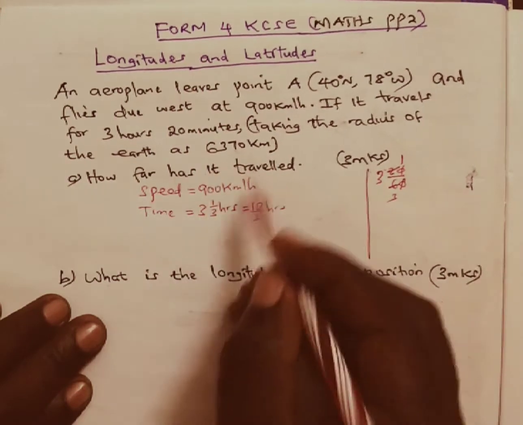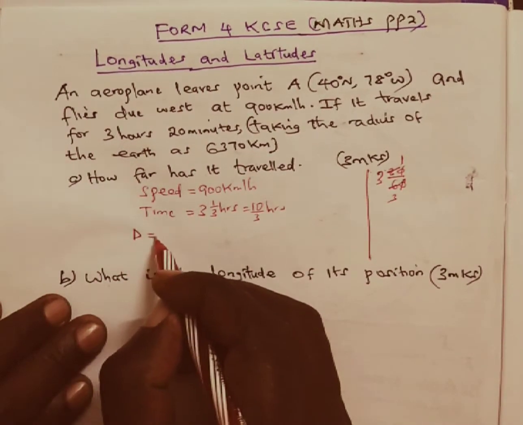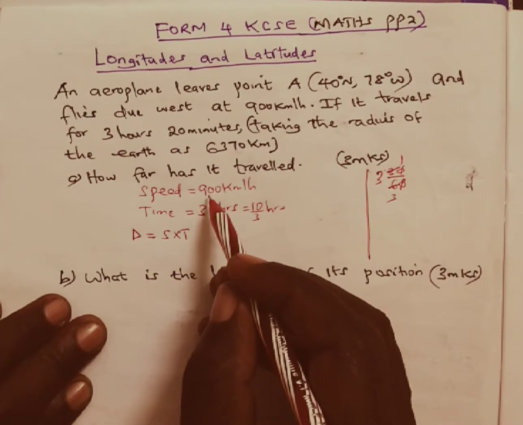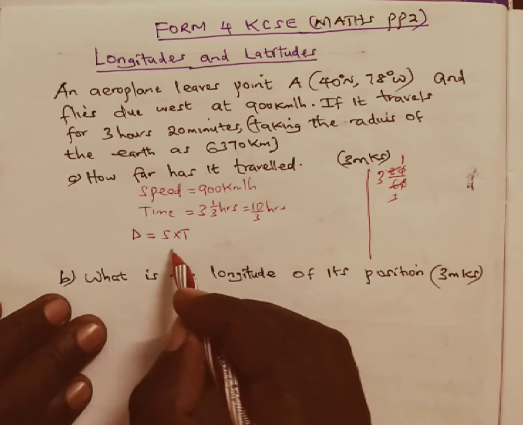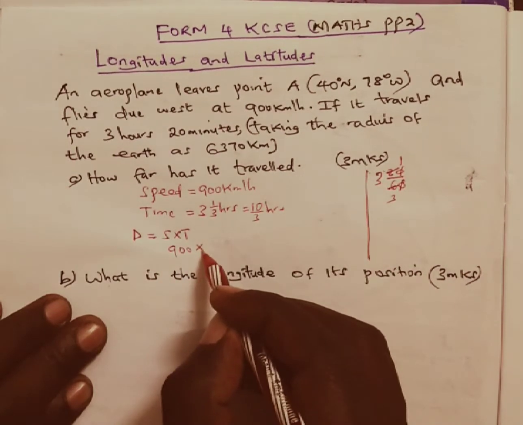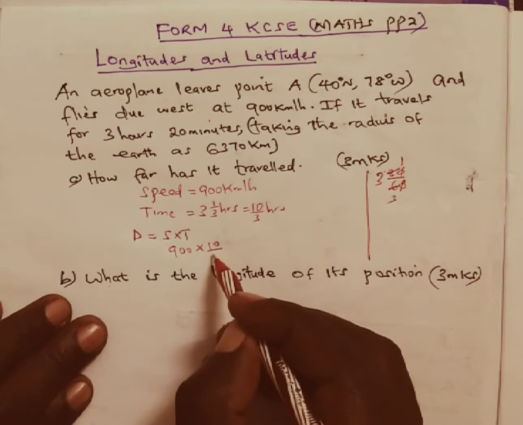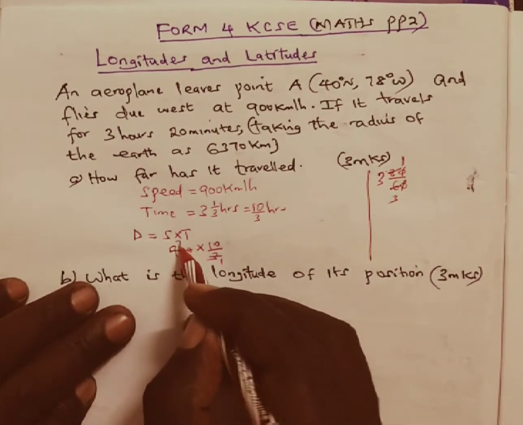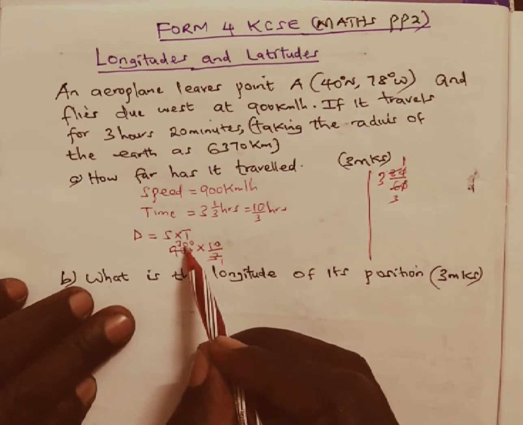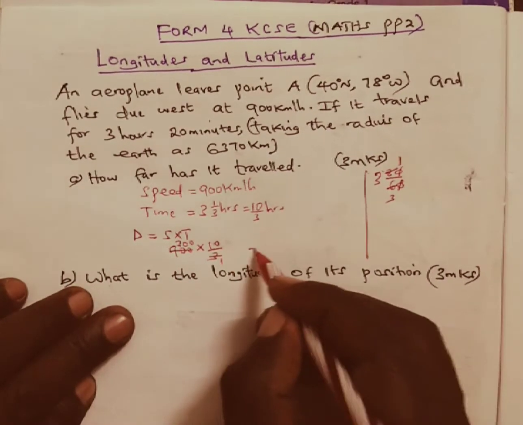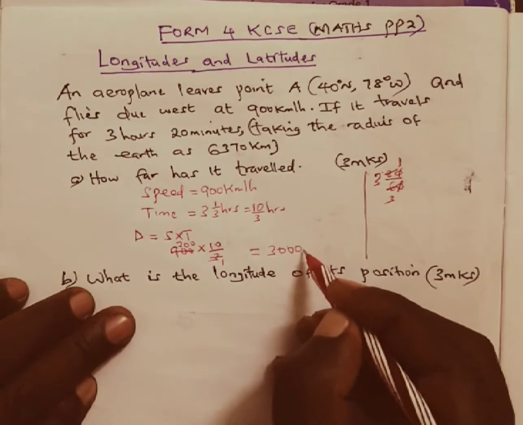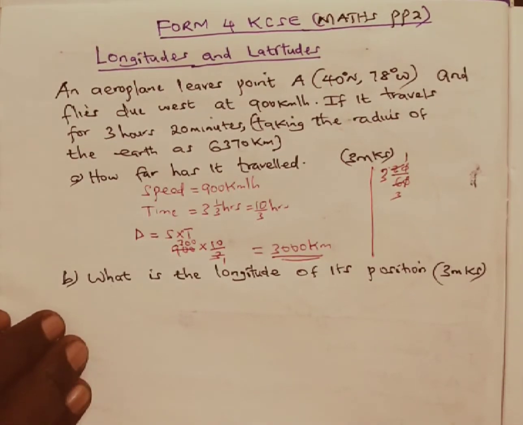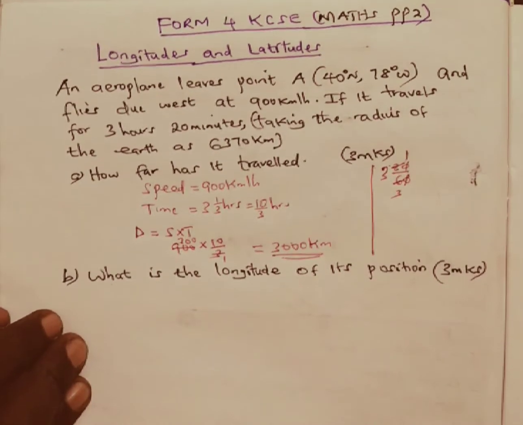How far is referring to distance, and we know distance is always given by speed times time. We already know that our speed is 900 kilometers per hour. We multiply by the time, which is 10 over 3. 3 goes into itself once and into 900 300 times. So 300 multiplied by 10 gives us 3000 kilometers, and that is how far this aeroplane has traveled.